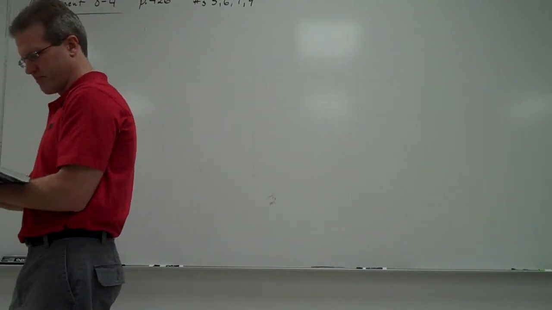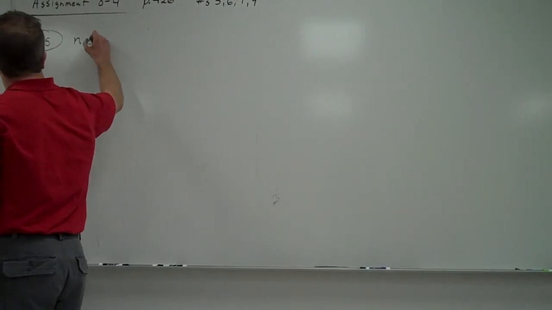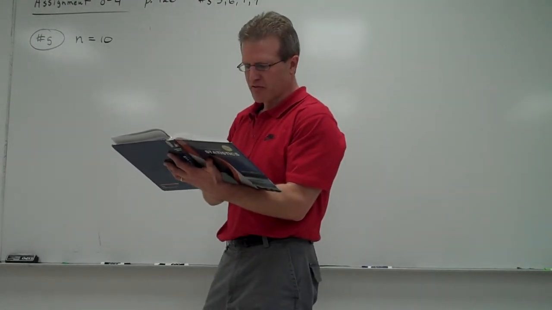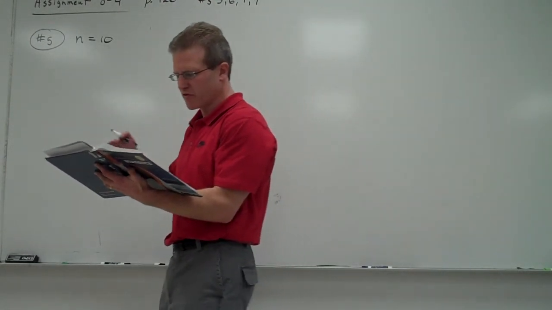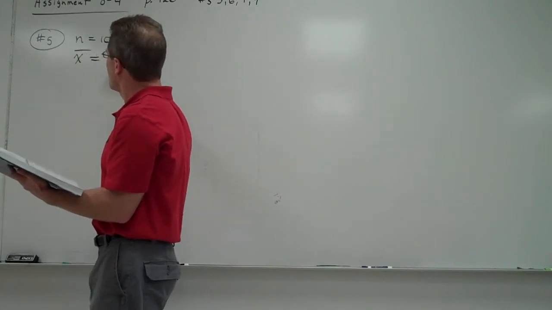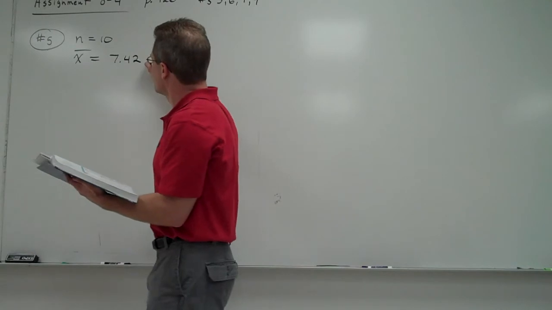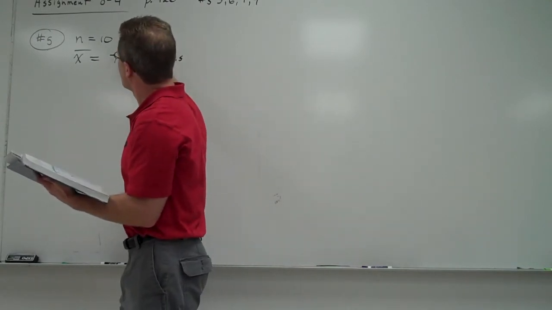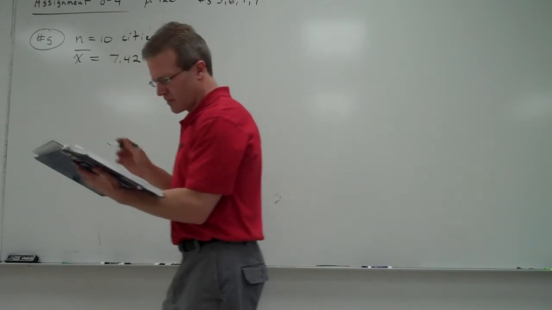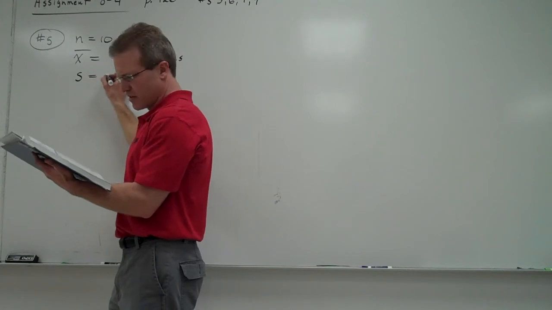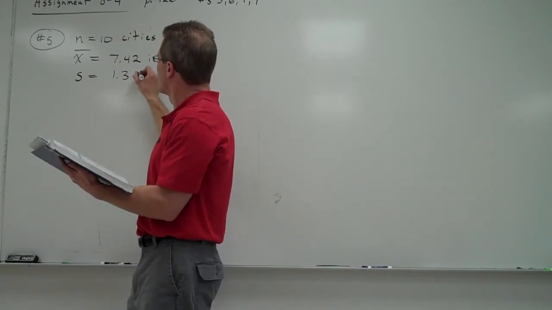10 cities. So n equals 10. And it finds the average amount of rainfall for 1995 was 7.42 inches. So that's your X bar. That's the average rainfall of those 10 cities, 7.42 inches. This is 10 cities. The standard deviation of the sample, so that's S, is 1.3 inches.